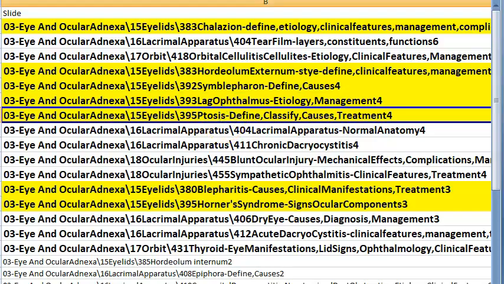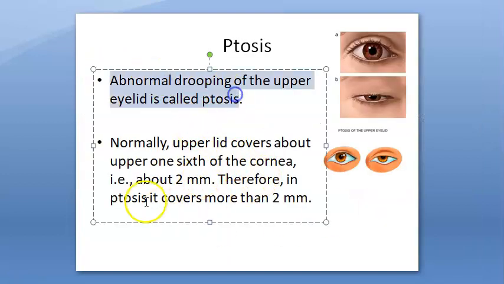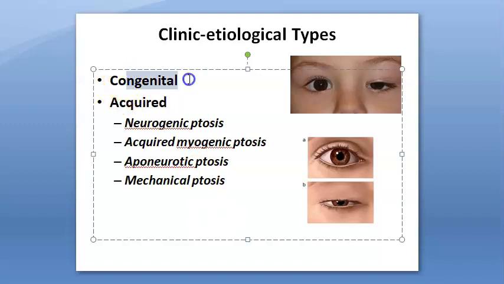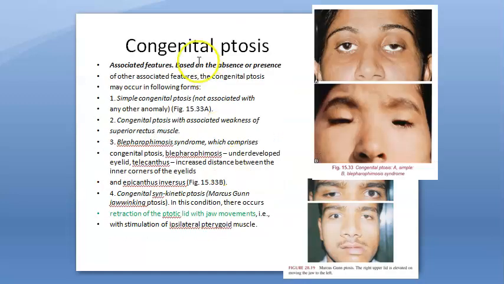Next question, important: ptosis. Ptosis is abnormal drooping of the upper eyelid. Normally it covers 2 mm of the cornea. If it covers more than that, it becomes ptosis. You can have congenital ptosis, or acquired ptosis like neurogenic, myogenic, aponeurotic, and mechanical ptosis.